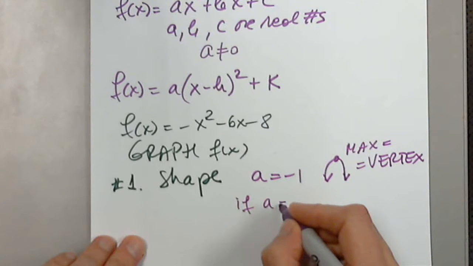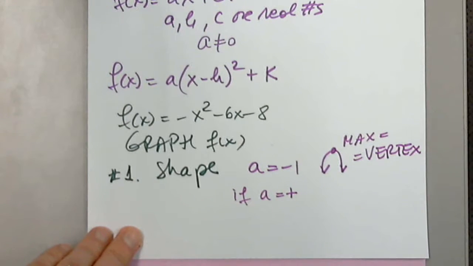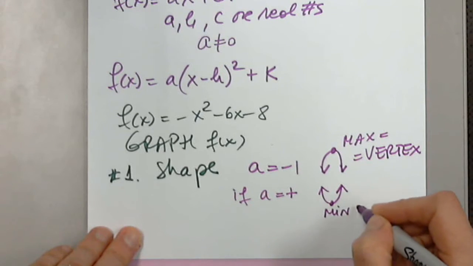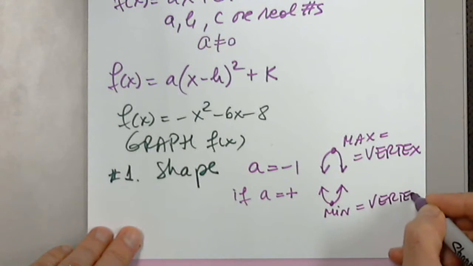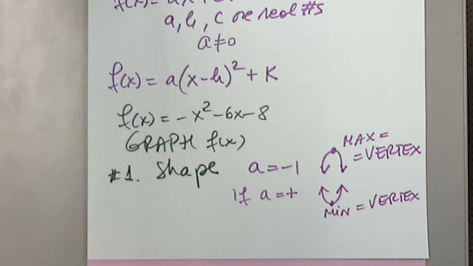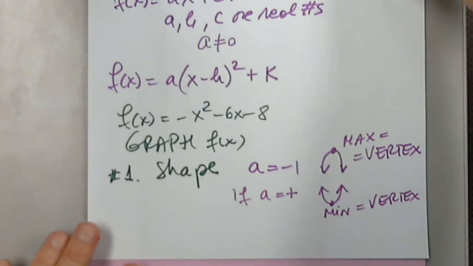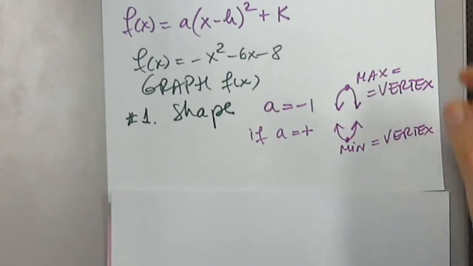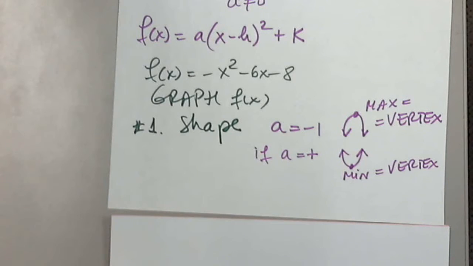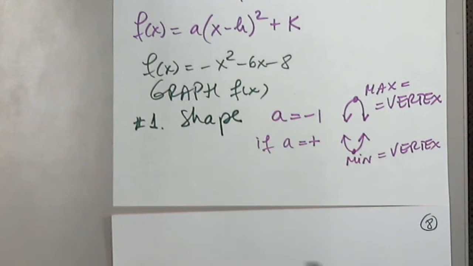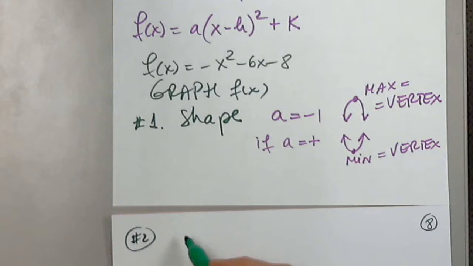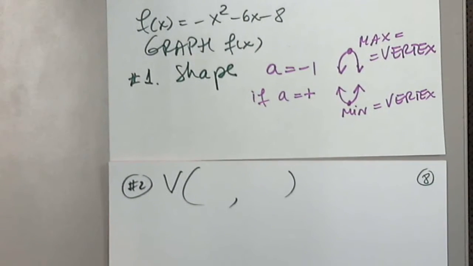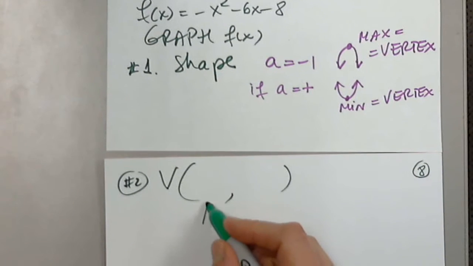If a is a positive number, then the parabola has a minimum, also called vertex. Good, so in this case, we established that this parabola will have a maximum. In step number 2, I have to find the vertex. Anyone remembers how to find the x-coordinate of the vertex?